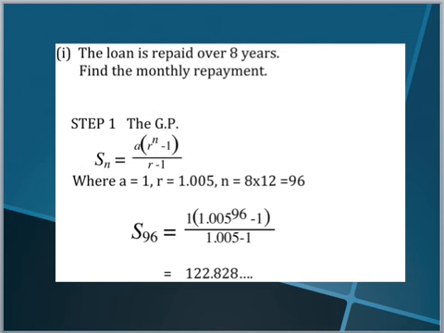The loan is repaid over 8 years. Find the monthly repayment. Now first we're going to have a look at the sum of that geometric progression. We'll substitute in the values: A equals 1, R equals 1.005, and N equals 8 times 12, 96 terms for the total repayment. Substitute into the formula and we get our answer here.